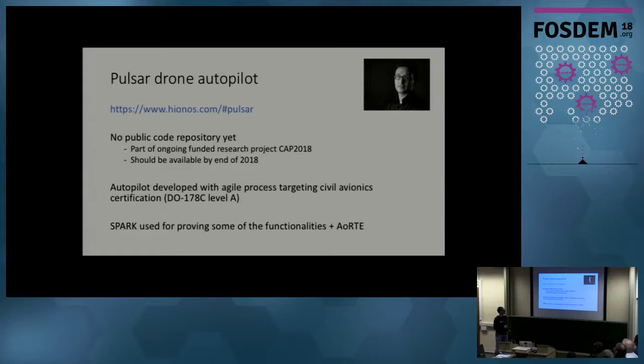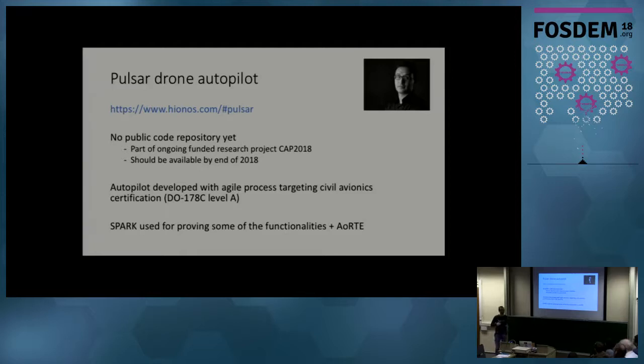Pulsar, so still from Sogilis, still the same people here. It's a drone autopilot, so there's not yet a public code repository, but there will be by the end of the year. It's still ongoing, so right now what they achieve in the autopilot is manual and stabilized flights, and soon they will have loiter flight and then really full autopilot. And it's part of a project to achieve a really high level of safety for the drone industry, so the highest level, level A, of the avionics standard, DO-178.